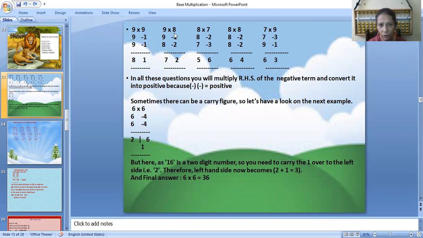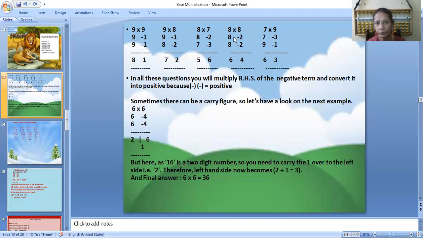Next example, 9 into 8, you will write it down like this. Now 9 minus 10 is equal to minus 1, and 8 minus 10 is equal to minus 2, then minus 1 into minus 2 is equal to 2. Here 9 minus 2 is equal to 7, or 8 minus 1 is also equal to 7. Whatever you feel is easy, you can write down here. So 9 into 8 is 72, like this I have solved this. Now 8 into 7: 8 minus 10 is equal to minus 2, 7 minus 10 is equal to minus 3. Now minus 2 into minus 3 is equal to plus 6. Now if you do 8 minus 3, you will get 5. If you do 7 minus 2, you will get 5. So like this I have solved this.